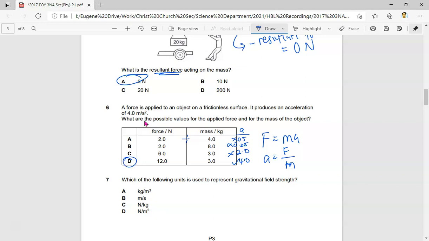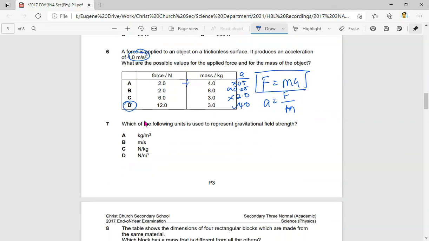So the key idea here is to manipulate the formula. Know that first you use F equals ma. Since acceleration is 4, you just take the force divided by the mass to find out what the acceleration is. Once the acceleration is 4 meters per second squared, that is the answer. Which of the following units is used to represent gravitational field strength? Normally we will use Newton per kg. So therefore the answer is C.